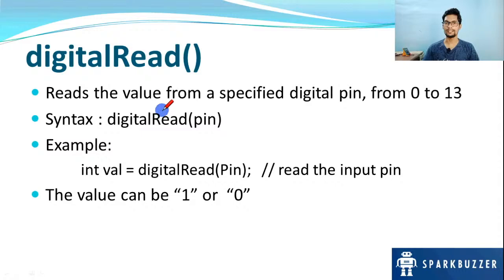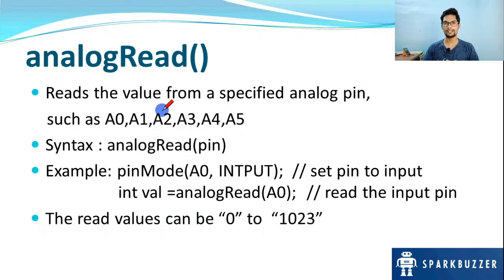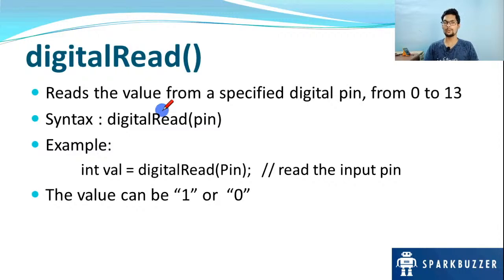So now digital read. Here we learn about digital pins and analog pins. So what is digital read and analog read? There are four functions: digital read, analog read, digital write, analog write. What is the difference between all these four functions? Basically, reading from a specific pin is called read, and writing to a specific pin is called write. Reading from a specified pin is like an input, and writing to a specified pin is called output.